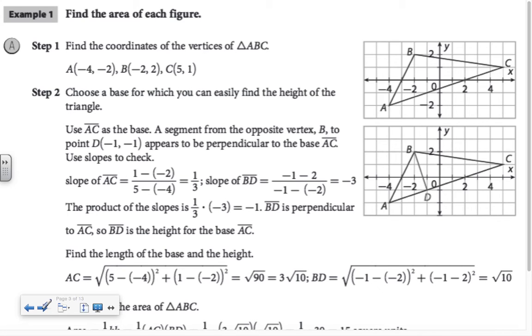One thing that I'm not terribly fond of is they found the point D, -1, -1, and they say it appears to be perpendicular to the base of AC, and then they use the slope formula to show that yes, they are. But they're kind of assuming that every problem that you're going to have is going to be just as easy to eyeball your way through finding a perpendicular segment. And I know that that's going to be a challenge for some of you. So once again, the method that I show you later on using subtraction might be an easier method for a problem like this.